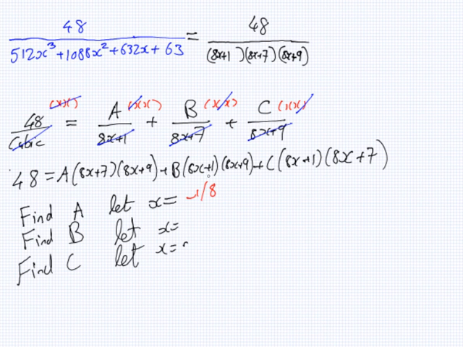So what could you choose to make the A and C term 0 to give you the B? Minus 7 over 8. And what should I choose for x to get the C? Minus 9 over 8.